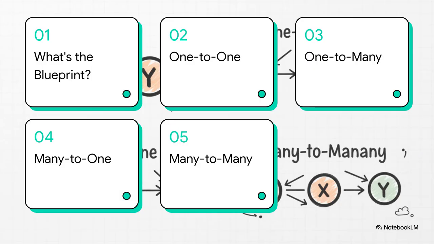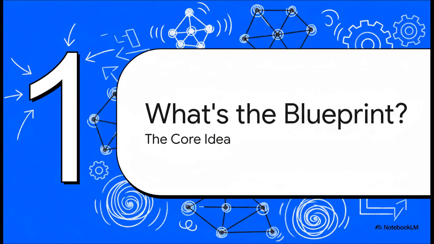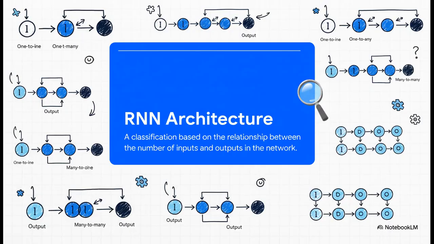We'll start with the basic blueprint that ties everything together. Then, we'll walk through each of the 4 main types: one-to-one, one-to-many, many-to-one, and the super versatile many-to-many. Simple as that. Okay, so before we jump into the different types, we need to get one core idea straight. There's a single, simple rule that separates all of them, and it all comes down to a basic relationship inside the network. And here it is.